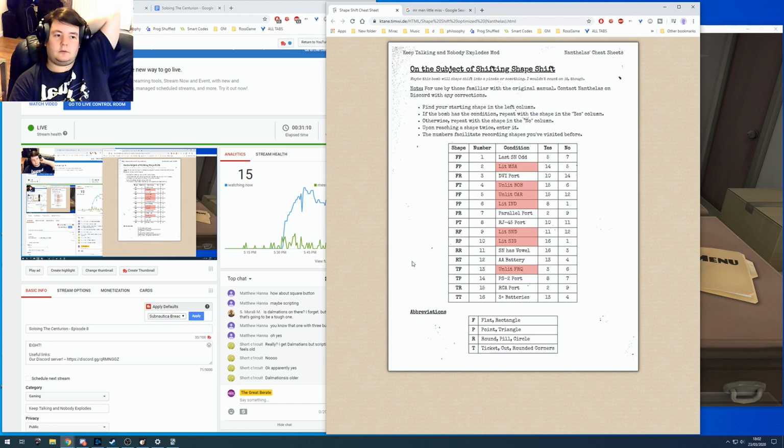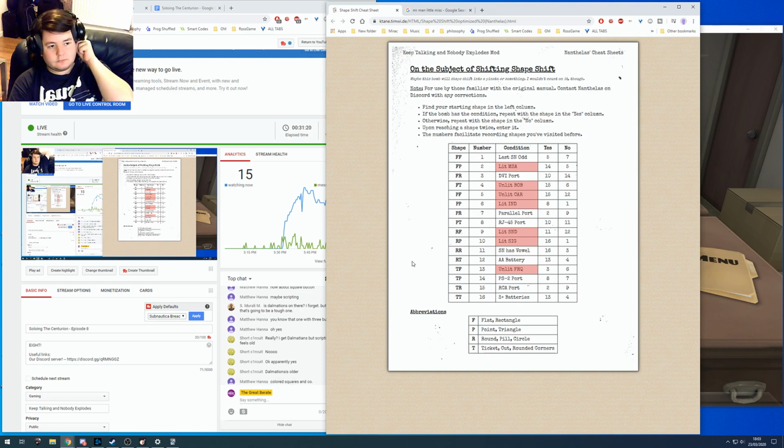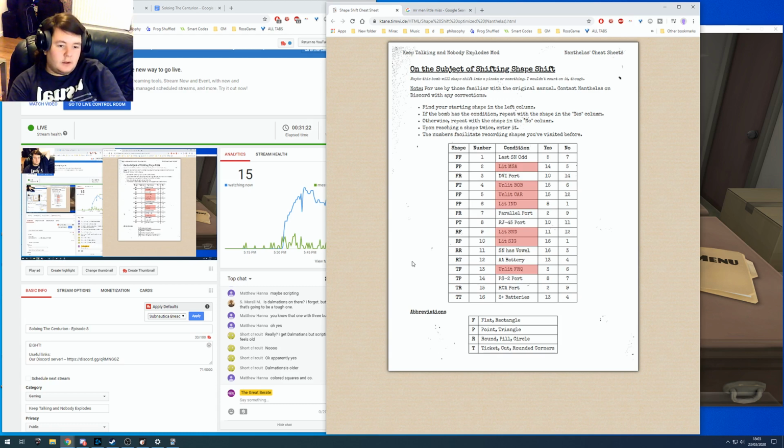So Mike, SA. We got L, R, and S. Colored squares and co. Yeah, it's only colored squares that's on the Centurion. That's gonna be a fairly big table. That's gonna take a while.